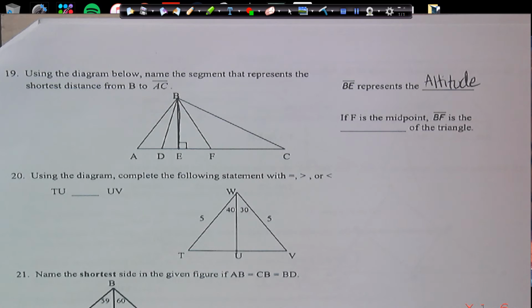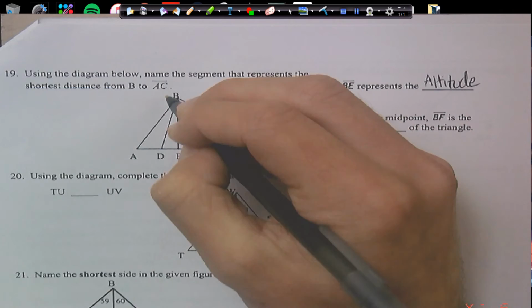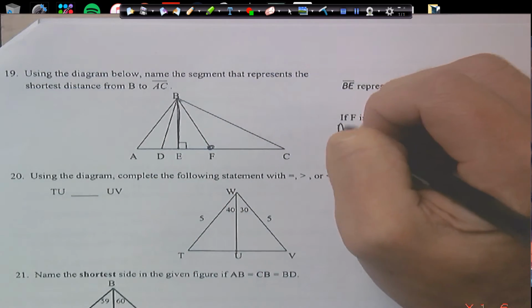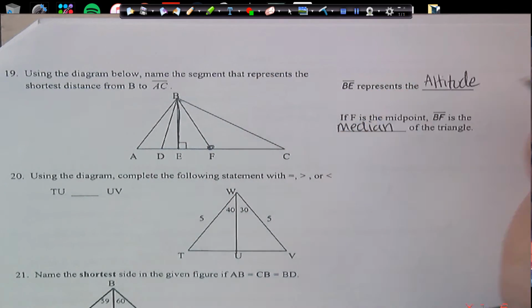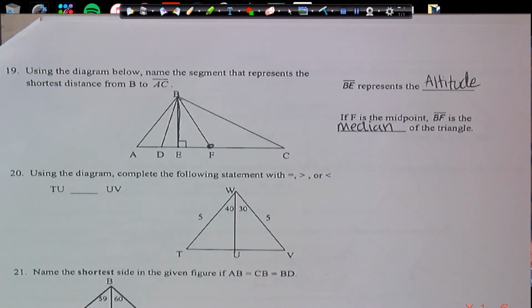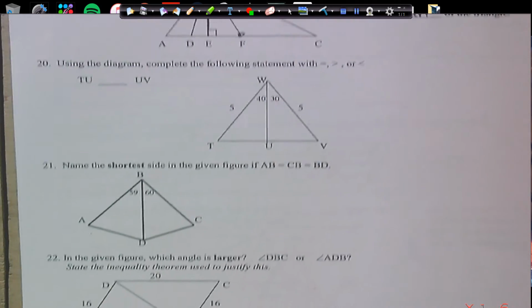Okay? It's an altitude. It goes from a vertex perpendicular to the base. It's not a perpendicular bisector, because E does not bisect AC, that I know of. But it is an altitude. F is the midpoint. BF is blank what? Well, if F is the midpoint, and it goes from vertex to the midpoint, that's definitely a median. Gots to be. Okay, let's move it and groove it.